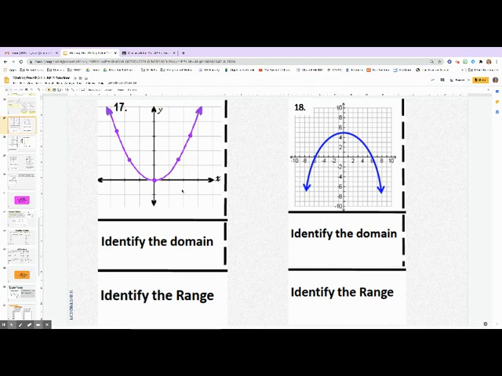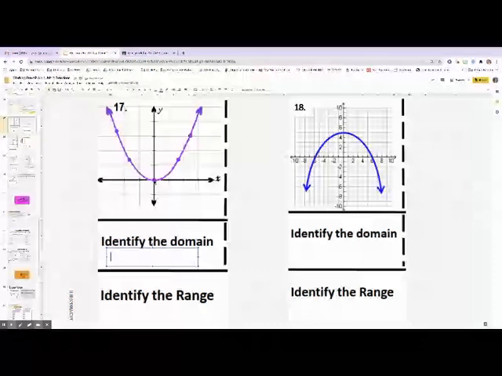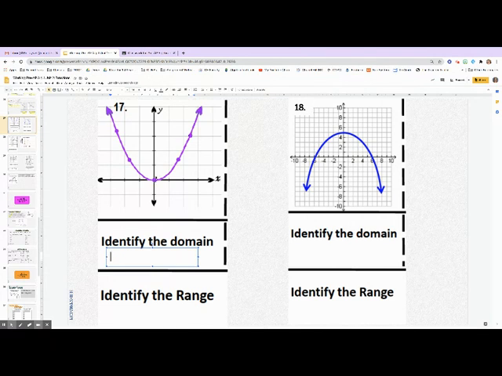So let's look at these. These are called parabolas. It's a U shape. So we are going to do the domain and range. So I'm going to insert some text right here. So domain is your x. So you're seeing how far left and right it goes. So if I go left, it's going to continue on and on. If I go right, it's going to continue on and on.